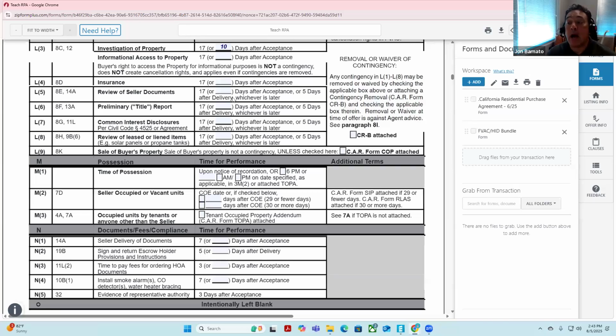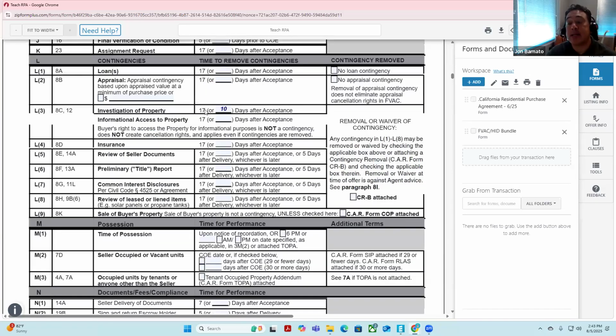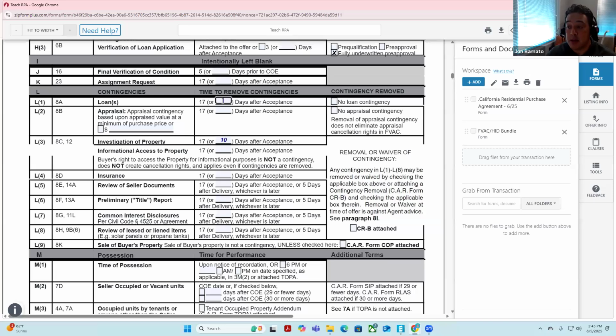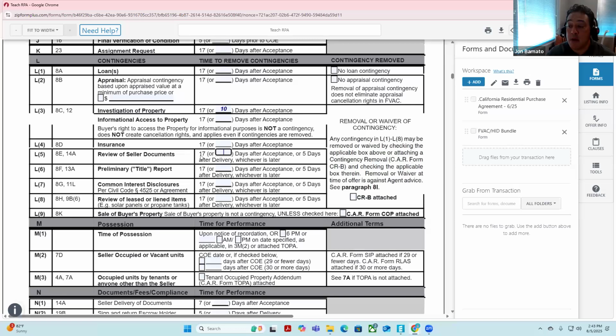Now, here's a trap, and I see this all the time, and I have to clean it up all the time. Say you're doing 10 days for inspections, and you leave review of documents blank at 17 days. I'm going to come back and put 10. Because essentially, say you did inspections, we negotiate repairs, you release the investigation contingency, and literally on day 17, you can come back to me and say, John, we don't like what you wrote in the TDS, we want to cancel, and you have the right to cancel and get your deposit back.